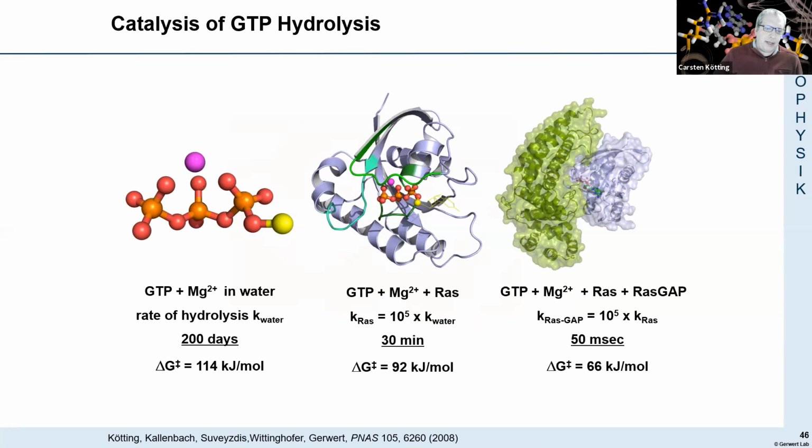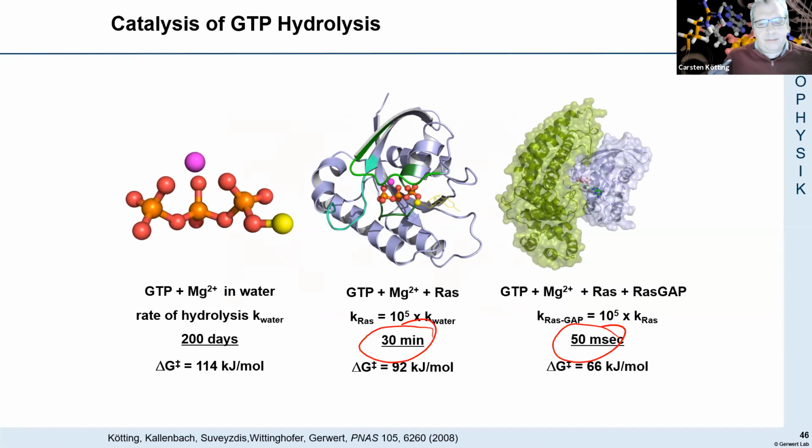hydrolysis also takes place, but with a half-life time of about 200 days. If the GTP is bound to the RAS protein, then we have a half-life of about 30 minutes. So about a factor of 10 to the power of 5 faster. And another factor of 10 to the power of 5 faster is if you have the GAP protein.